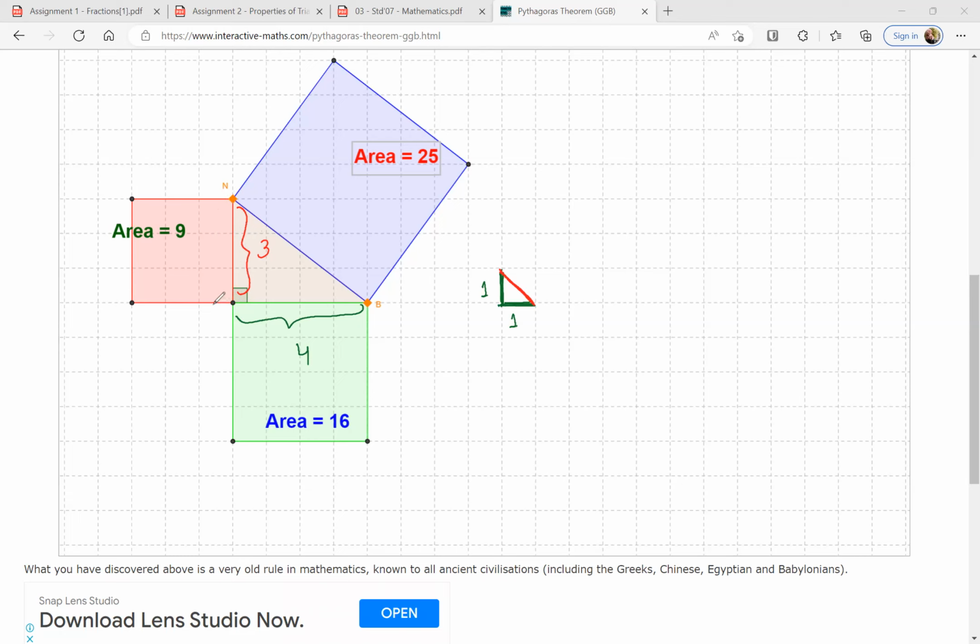Okay. What is the length of the side of the square? 3. Yes. So the side is 3 units. So Hiba, if you have a square whose side is, let's say, whatever it is, let's say it is A, the side is A. What is the area of the square? Formula for area of the square is?